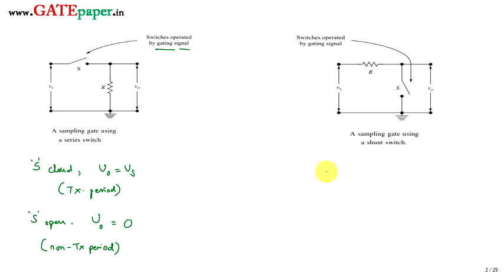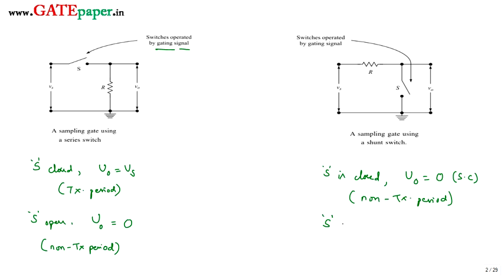So when S is closed, the entire current is taken by this switch, and whenever the switch is closed, V0 is equal to 0. A closed switch is nothing but a short circuit. For a short circuit, the voltage across it is 0 volts. So whenever the switch is closed, it acts as a short circuit. That means 0 volts is present at the output. This is called the non-transmission period.